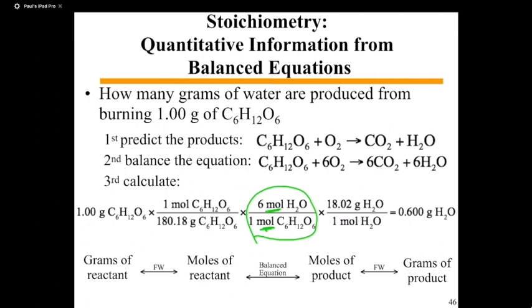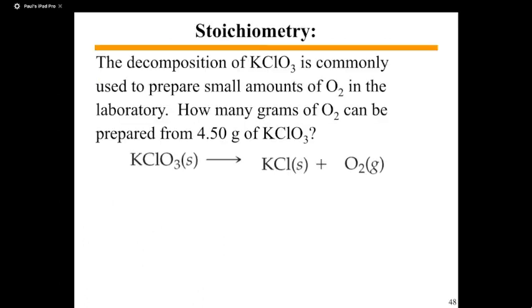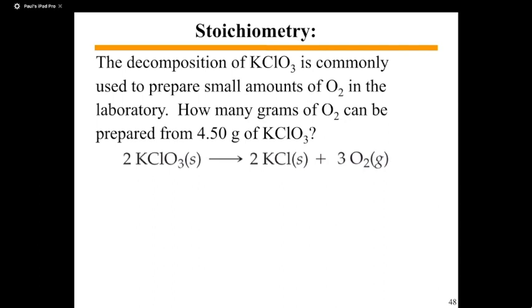Okay. First one, the decomposition of potassium chlorate, okay, is commonly used to prepare small amounts of oxygen in a laboratory. How many grams of oxygen can be prepared from 4.50 grams of potassium chlorate? And you were given the additional help that I actually gave you the balanced equation. Okay.